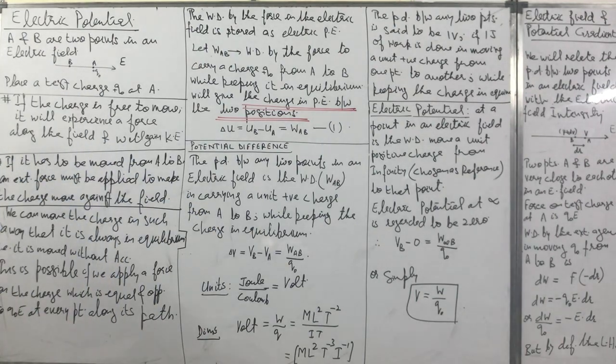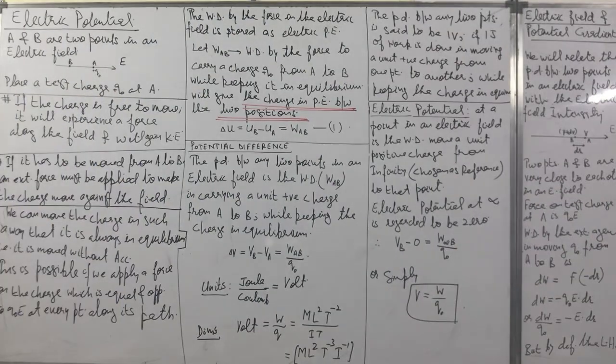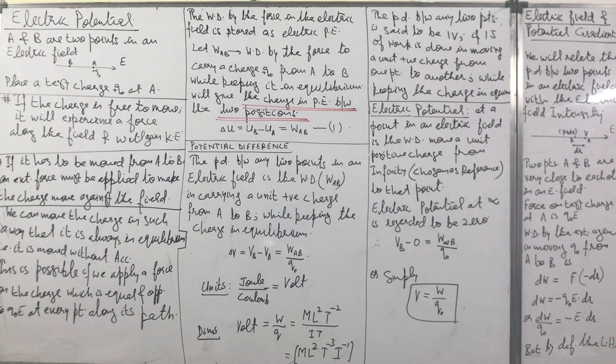Just give it a break so that it sinks in. We have started with electric potential energy, and that happened because we have to do some work to move the test charge plus Q naught from one point to another. If we are moving against the field, we must have an external agent, and this work done gives us the potential energy difference for a charge Q naught between the two points.